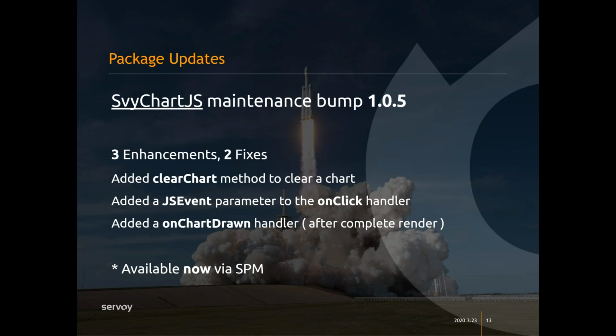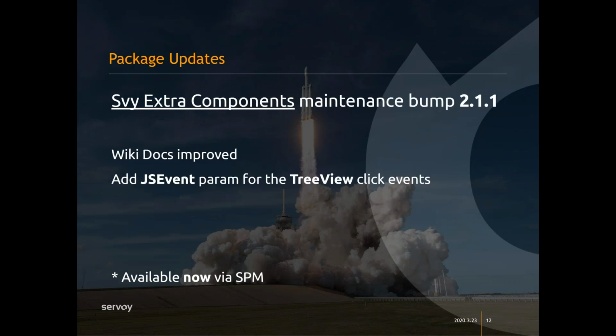Similar to the last update I just spoke about, we add the JS event parameter to the click handler on the chart so that it actually passes the event if you want to know where on the screen it was clicked, for example. There's also an event handler for after the chart has completely rendered, because these things can kind of draw asynchronously and you might want to run something when it's loaded and fully rendered. So that's a nice addition for those of you that are using that. That's in the Servo package manager as well.